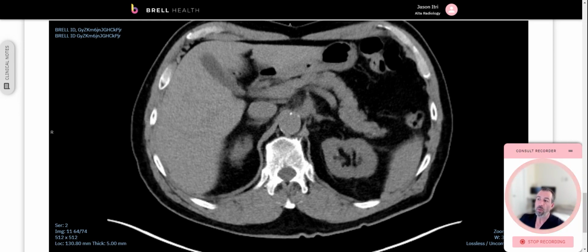An example would be if someone went in to get a chest CT for shortness of breath and the radiologist picked up an incidental renal cell carcinoma. And the great thing about picking up these incidental findings early is that you can find cancer when it can still be treated for cure.